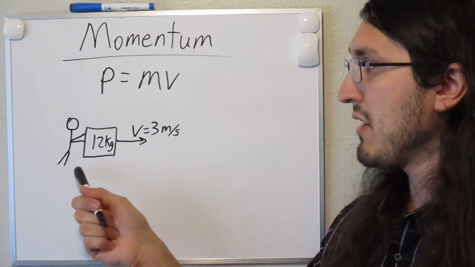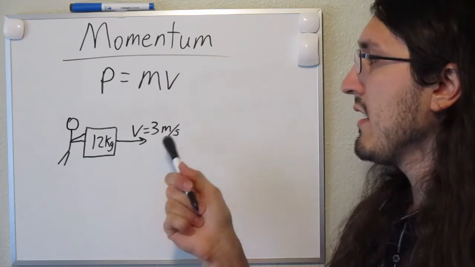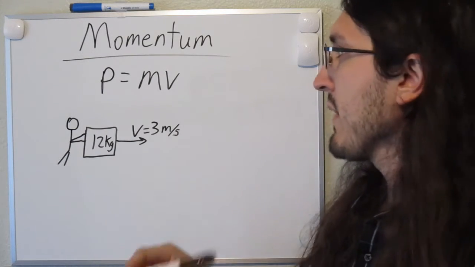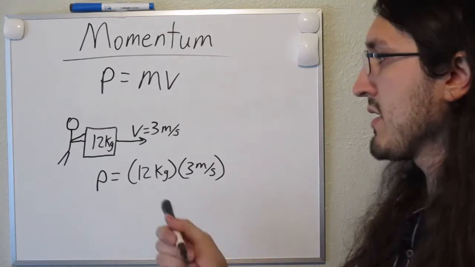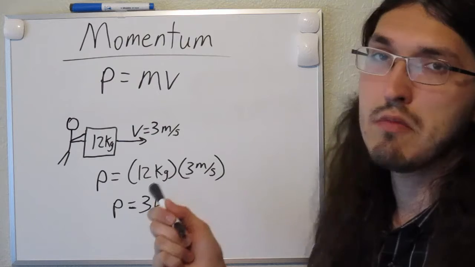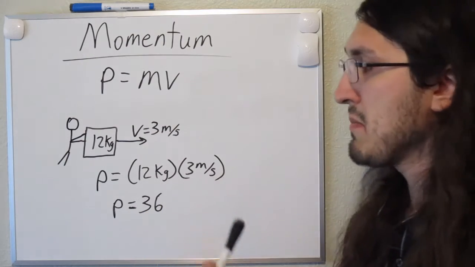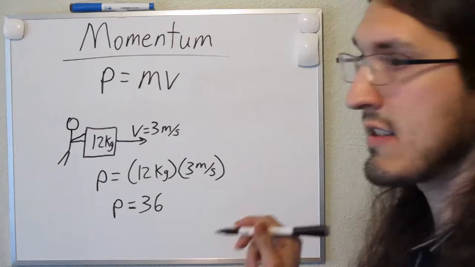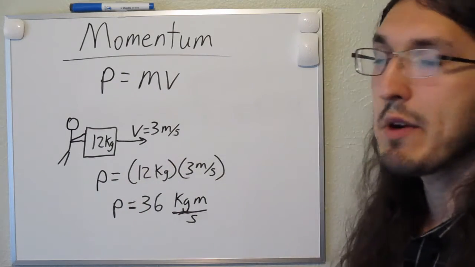Here I drew out a person pushing a box of mass 12 kilograms and a velocity of 3 meters per second. If I wanted to calculate momentum, all I would have to do is just multiply those two numbers. So this is 12 times 3, which I know is 36. In the unit for momentum, there's not any special unit for it. We just have to combine kilograms and meters per second. So the unit is going to look like this. Kilogram meter per second.